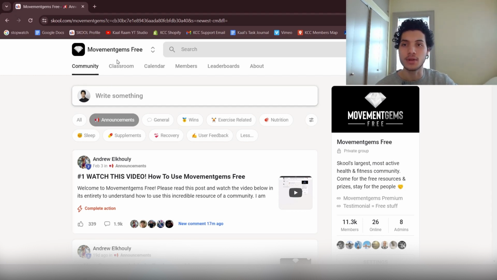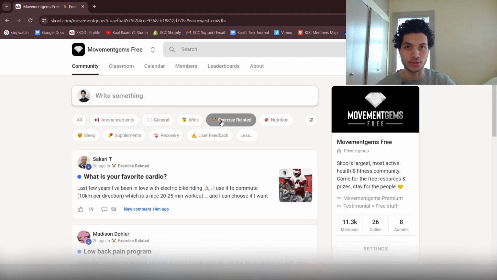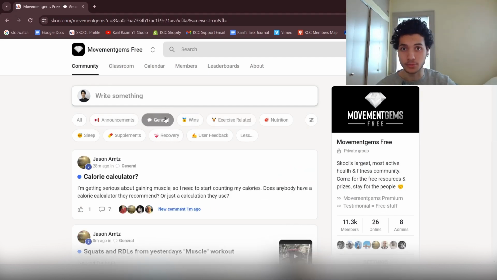And in the case of Movement Gems Free, which we're using as an example today, the 2 categories that are just too similar, that create a sense of redundancy in this community and can lead to a host of issues, which we'll talk about in just a moment, is the general category and the exercise related category. The general category is the redundant one in this case.